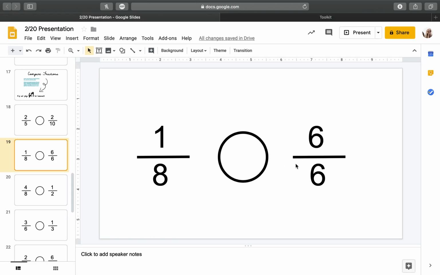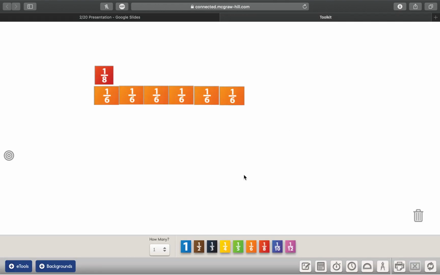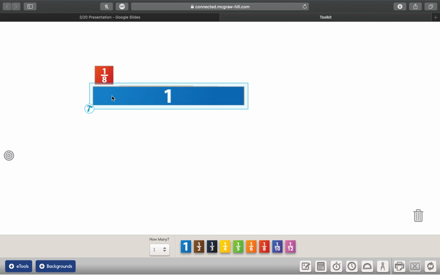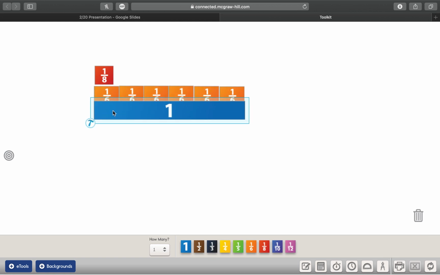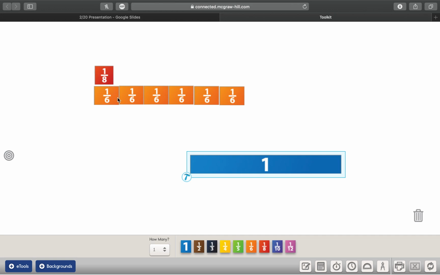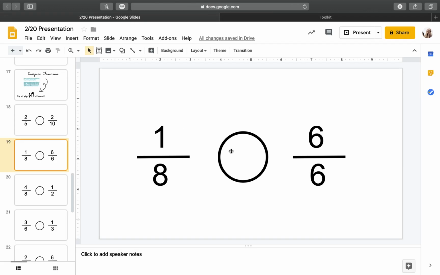Now, what else do we know about 6/6? Well, we know if there's the same number on the top and bottom of a fraction, the exact same number, it always equals 1. So let me show you something. When I take my 1 and I put it next to it, check that out. The 1 is the exact same size as the 6/6. Exactly the same. So we are right, 6/6 equals 1. But 1/8 is less than 6/6.